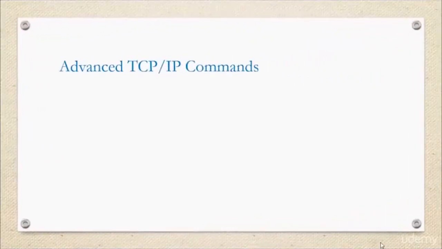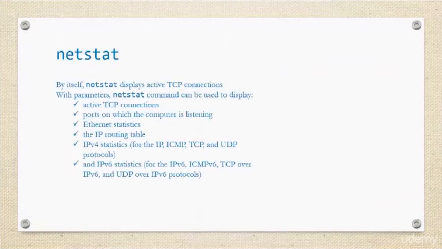Alright, so we talked about some of the basic commands. Let's talk about some of the more advanced commands. First off, the netstat command. Now, the netstat is going to display active TCP connections, so any connections that are currently active between your computer and another computer using the TCP protocol, right? With some specific parameters, of course.